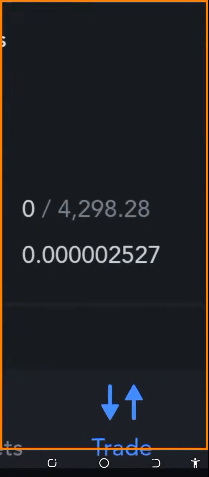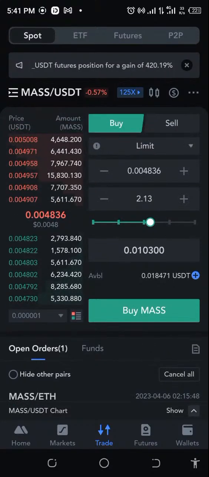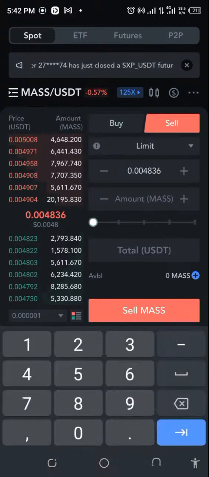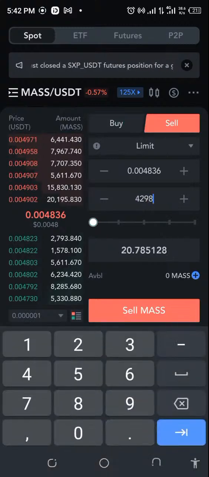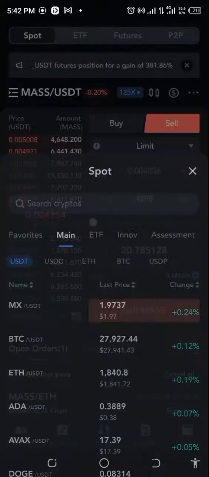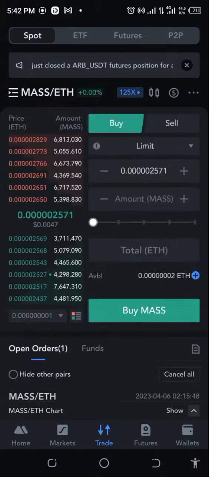So let me go and see what will happen. How much do we have? We have 4298. So if I click on sell, and I put 4298 quantity, okay, I'll still make profit. So that is obviously sure, I'm going to make profit. But the main issue here is to be able to get MASS ETH at the price. So I'm still thinking, if I click on this, it's going back to MASS ETH. This is the problem.